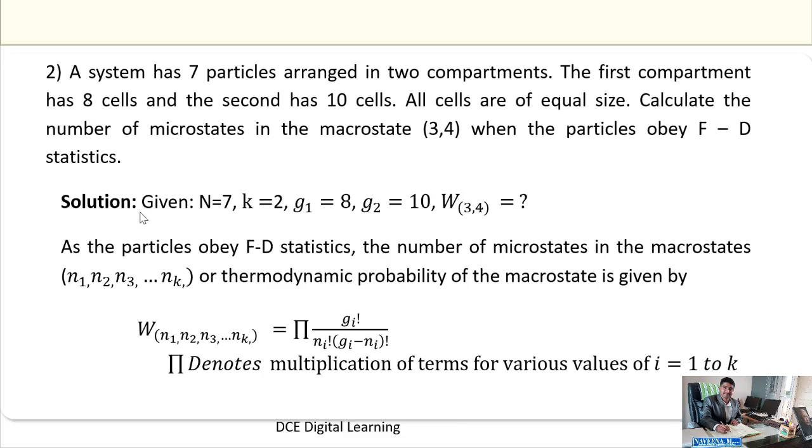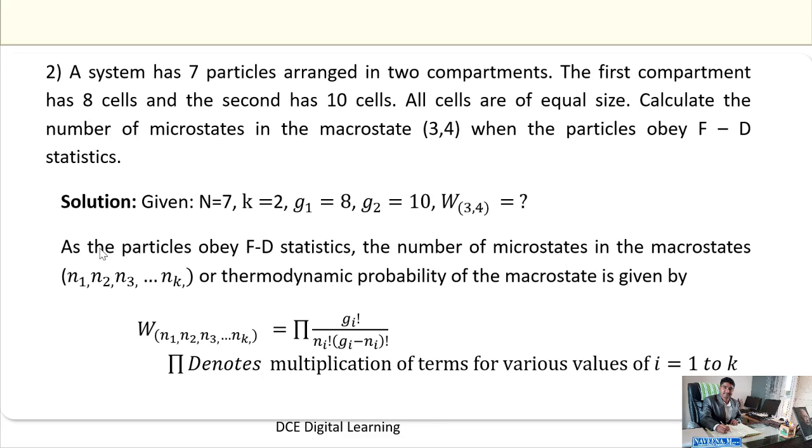The solution for this problem is given. There are 7 particles and 2 compartments. Therefore, K is equal to 2. And the first compartment is divided into 8 cells. Therefore, G1 is equal to 8. And the second compartment is divided into 10 cells. Therefore, G2 is equal to 10. What they are asking is to find W of 3, 4.